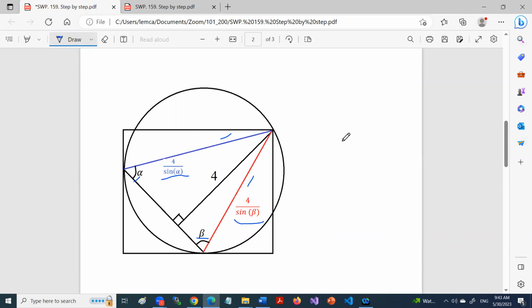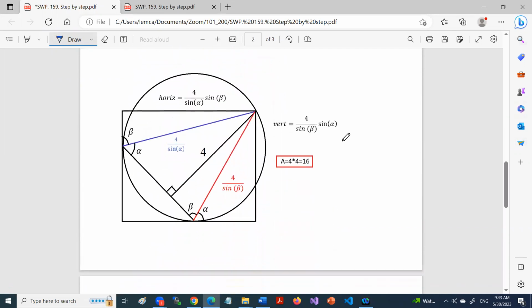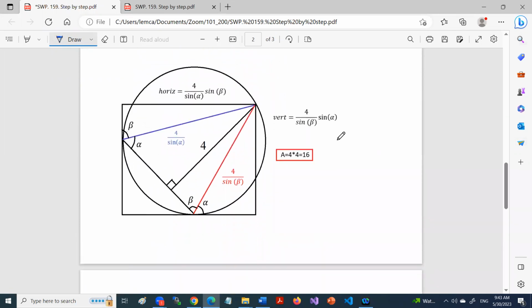Now we can express the horizontal and the vertical sides of the rectangle. Note that angles defined by the same arc are equal, so the horizontal side is the blue segment times sine beta, and the vertical side is the red segment times sine alpha. The area of the rectangle is 4 times 4, or 16.